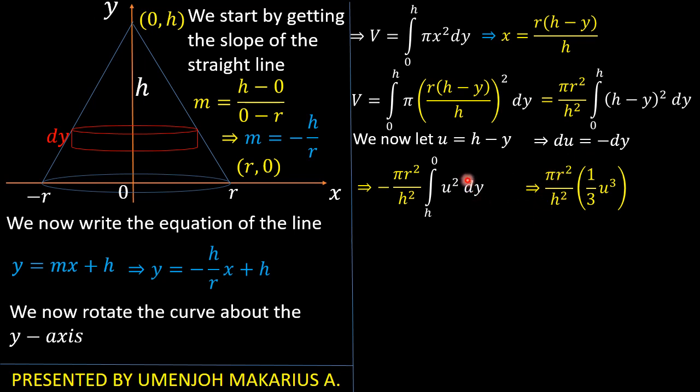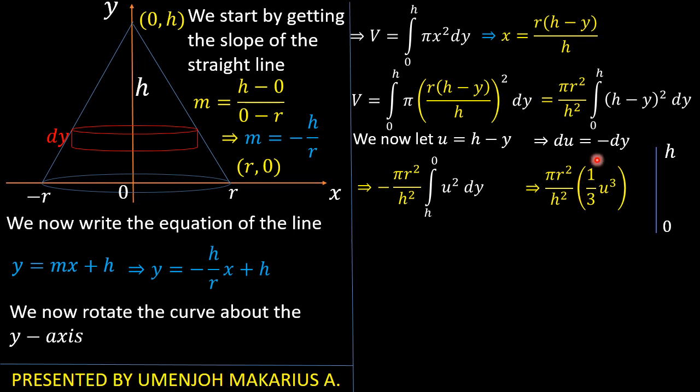The integral of u squared du, guys, we add 1 to the power and divide by the new power. We are going to have one third u cubed. The limits are going to be from 0 to h. It is now from 0 to h, because here it was from h to 0, but it was negative, so the negative has taken care of the limit. So we have switched the limits using the negative sign. It's super important, guys.